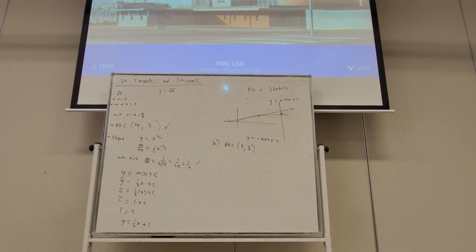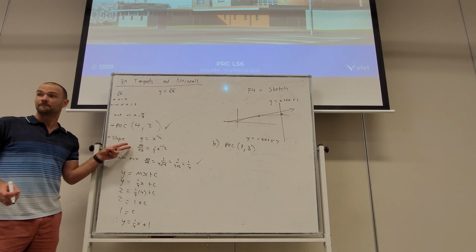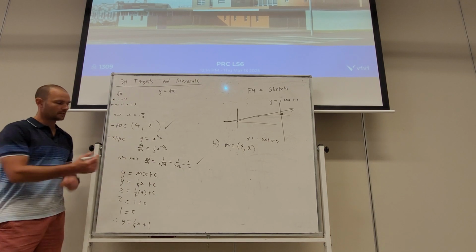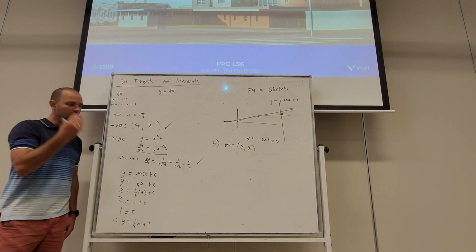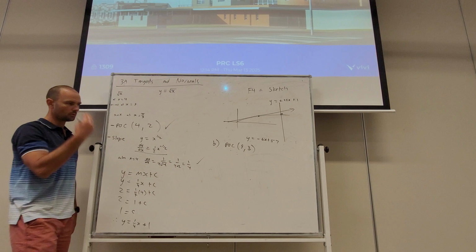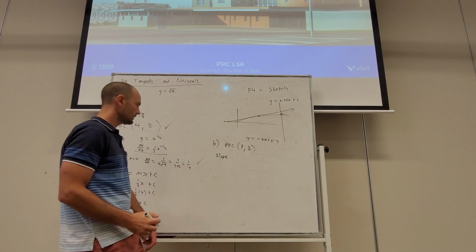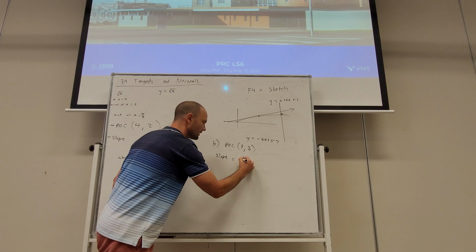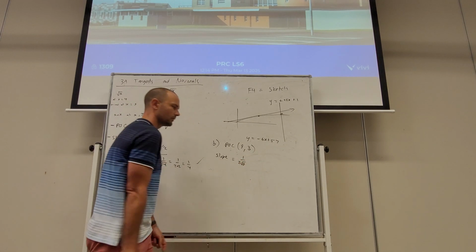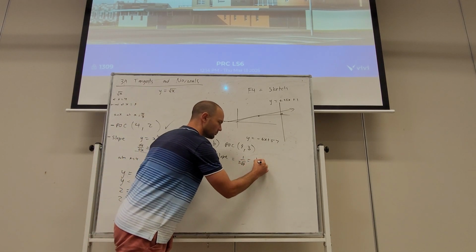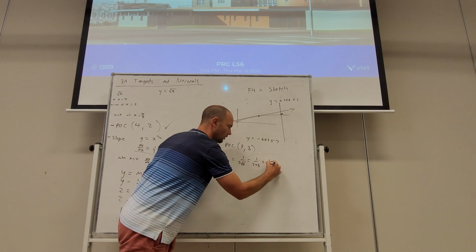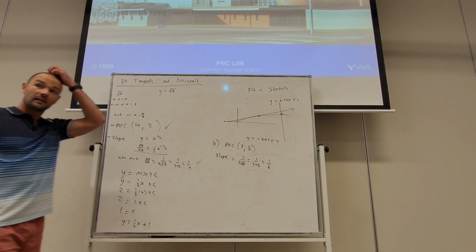All right, next we need the slope. Now, we've already found the slope function. We don't need to repeat that. Here, this is the slope function. This will tell you the slope for any value of x. So if we want to know the slope when x is 9, it's going to be 1 divided by 2 times the square root of 9, which is 1 on 2 times 3. It's 1 on 6.